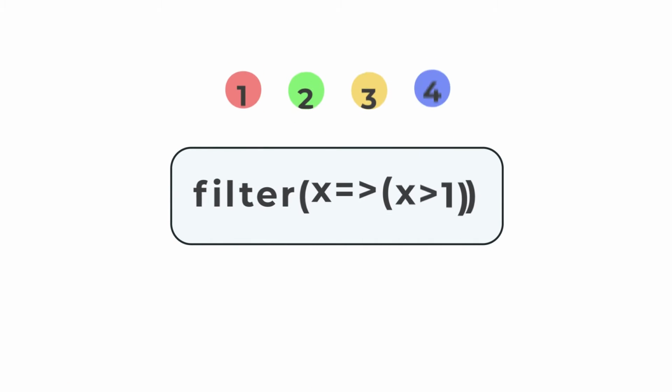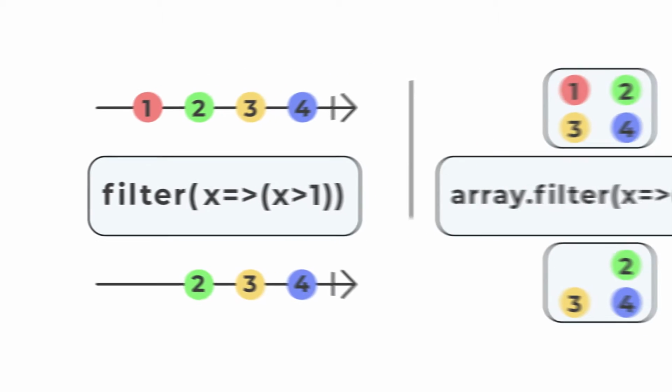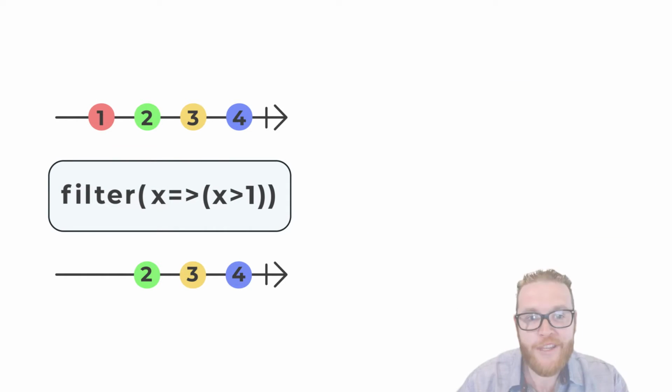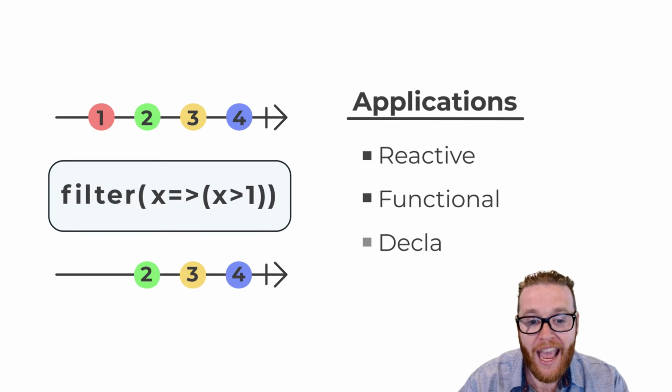This operator pretty much speaks for itself. When applied to an observable stream, it only emits values when it satisfies the provided predicate, similar to array.filter in JavaScript. Filter is a simple yet powerful addition to any tool belt and will help your applications be reactive, functional, and declarative. The more you work with RxJS observable streams, the more you will see the power of using filter.